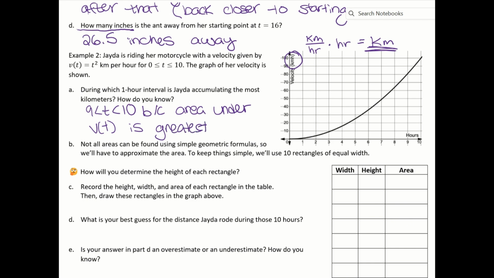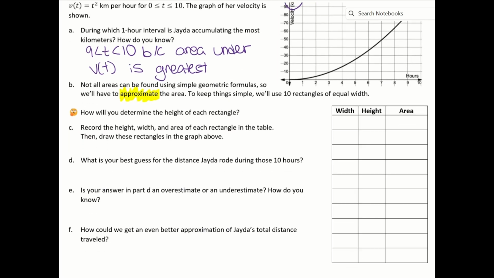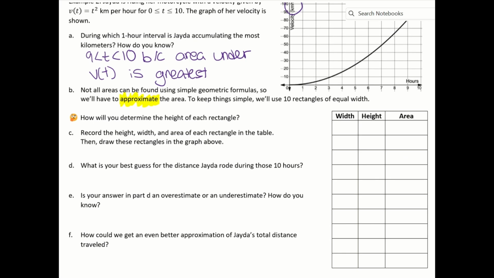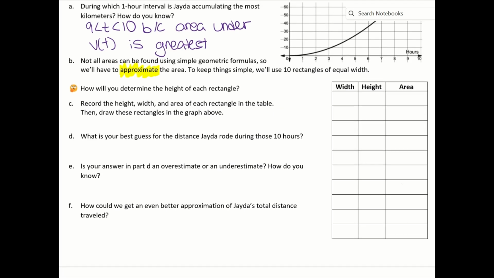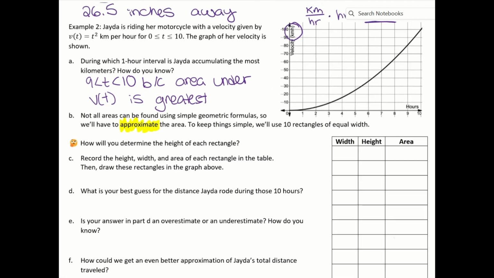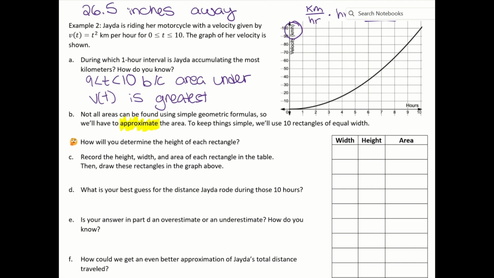So not all areas can be found with simple geometric formulas. It's not going to be rectangles and triangles here, so we'll have to approximate. How do we approximate the area? We'll use 10 rectangles of equal width. So how will you determine the height of each rectangle? Well, you get to choose. You get to choose the height you want to use for each rectangle.